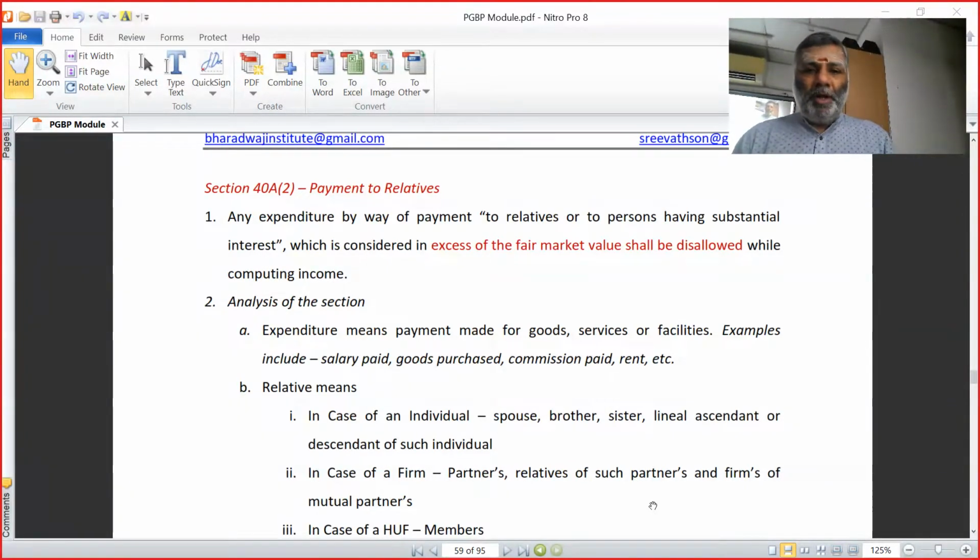Namaste, good morning. In this session we are trying to complete the theoretical part of this chapter. We are in the schedule of expenses expressly not allowed by law.